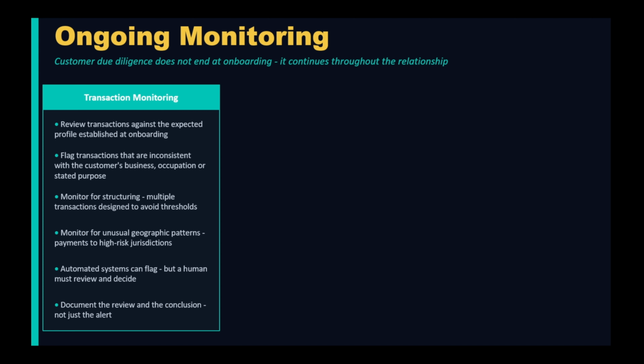Key patterns to monitor include structuring, which is multiple transactions deliberately kept below reporting thresholds, unusual geographic patterns such as payments to or from high-risk jurisdictions, transactions with no apparent business rationale, and sudden significant changes in transaction behavior. Automated transaction monitoring systems can generate alerts, but a human being must review each alert and make a decision. The decision must be documented. An alert that is dismissed without a recorded rationale is a regulatory failure.